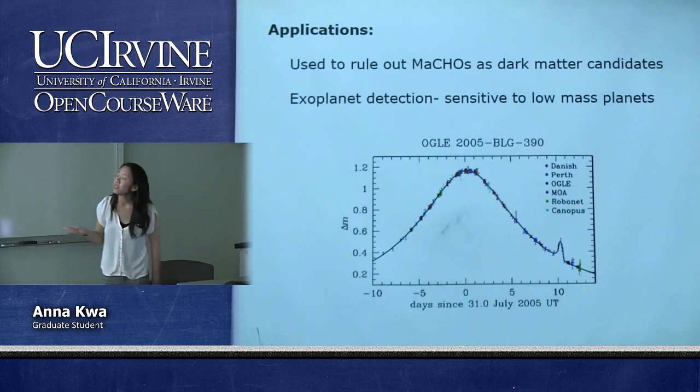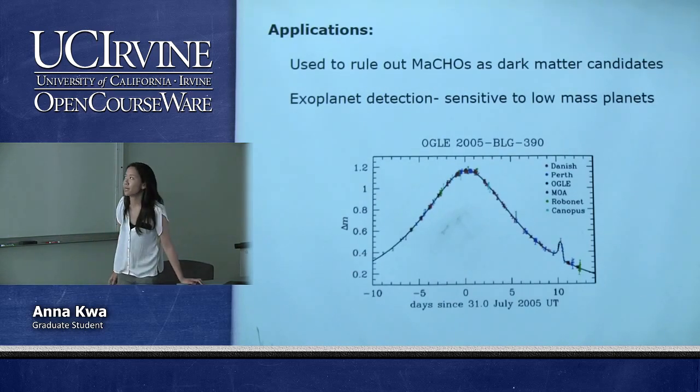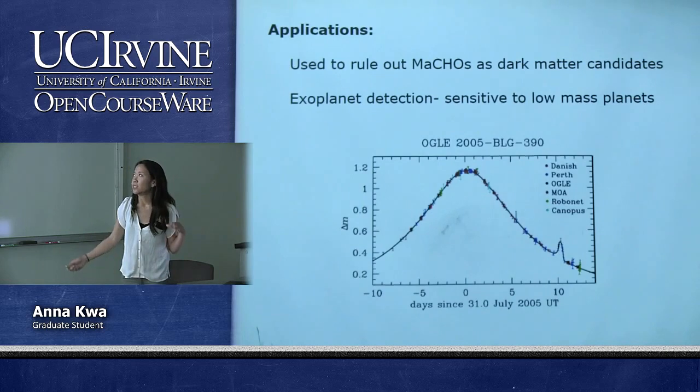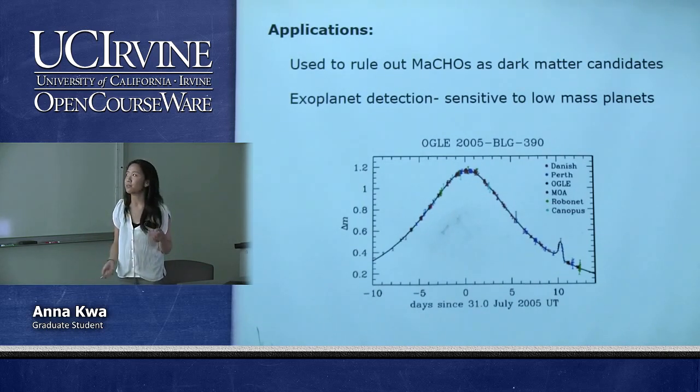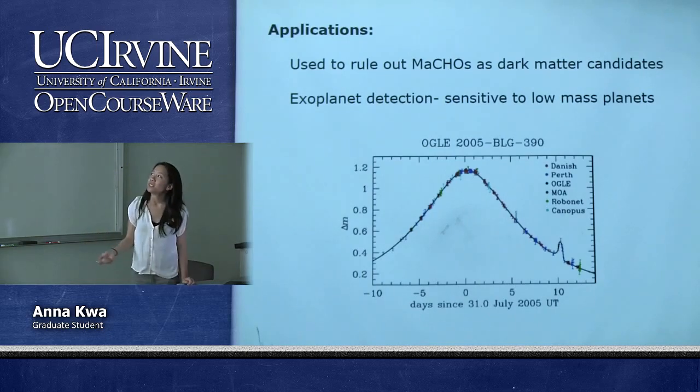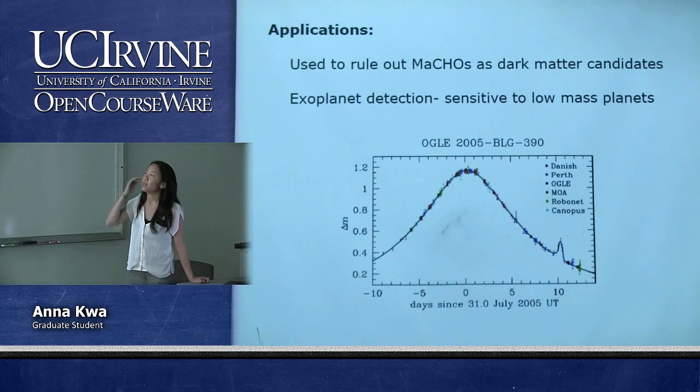Like Craig mentioned, one notable application of microlensing was to rule out massive compact halo objects as the dark matter candidate. There was actually a big survey to look for microlensing events, and when they saw that there weren't enough of these events for the number of MACHOs that you would need to explain away dark matter, MACHOs were pretty much ruled out. A really interesting way to use microlensing is to look for exoplanets.